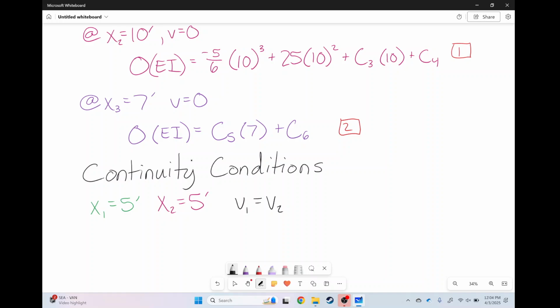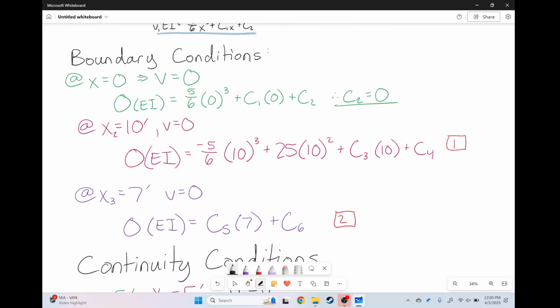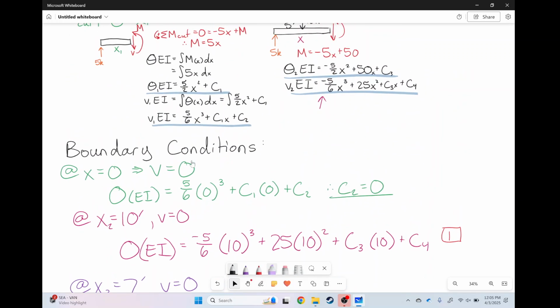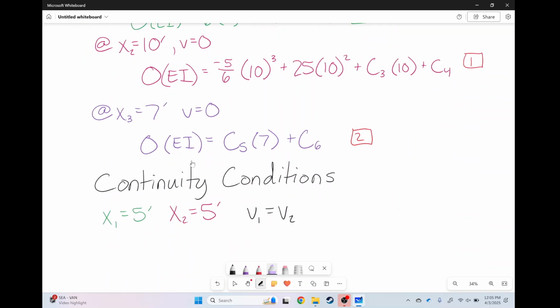Okay, so we're going to plug those in. So our deflection 1 equation, here it is, and our deflection 2 equation, here it is. We're going to plug in 5 for x on both sides, and let's see what we get. So here we go.